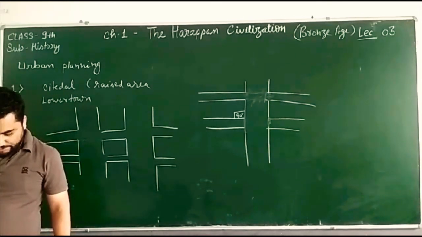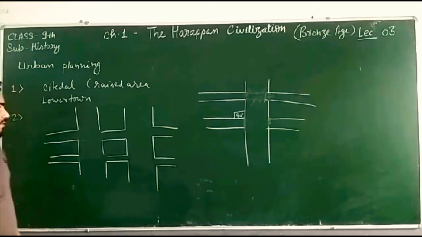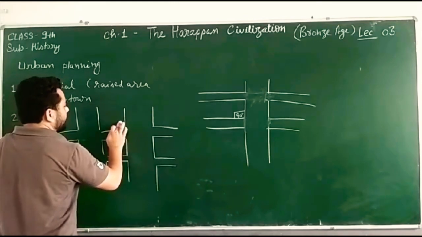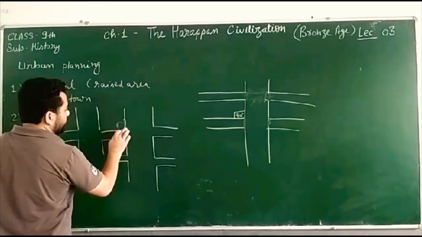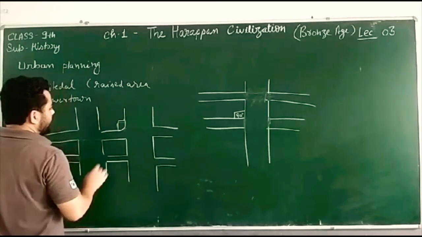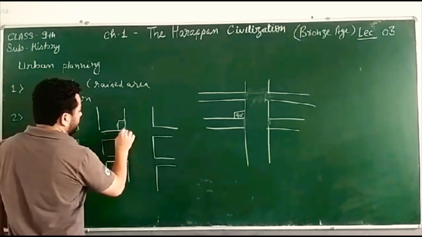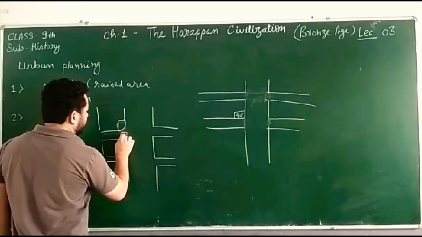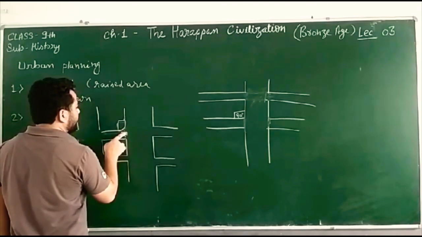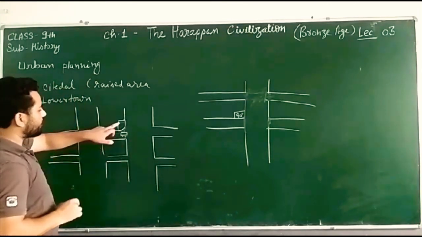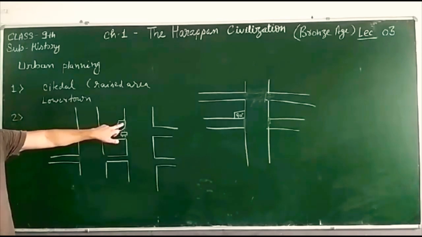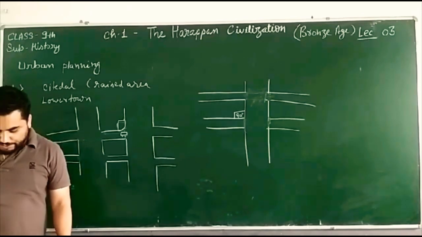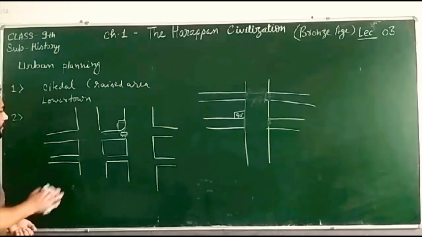Then the houses at the street corners were rounded to allow carts to pass easily. The houses built on this corner were rounded like this. Why? Suppose a cart is moving here, so it may move easily. So the houses at the corners of the streets were rounded for the easy movement of the carts. Then the house drains emptied always into the street drains.